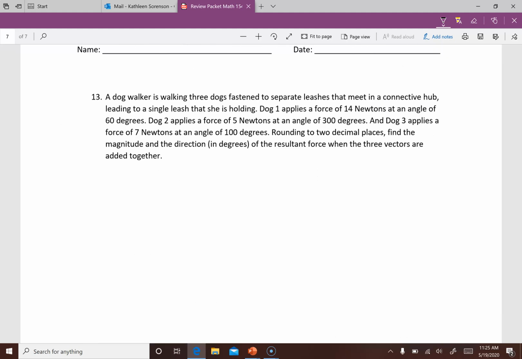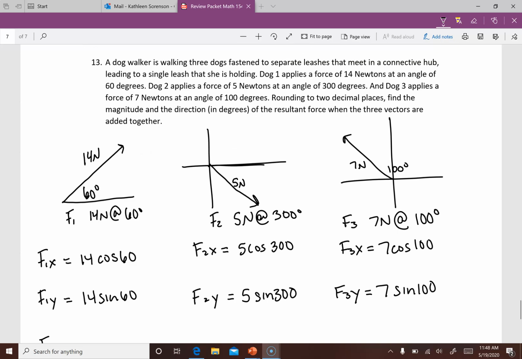All right, last problem. Whoa, it's like magic. Look at all these things that just popped up. Basically what I did here was I read through the problem. I saw that I've got a force 1 of 14 newtons at 60 degrees. So that's force 1, 14 newtons at 60 degrees. I've got 5 newtons at 300 degrees. And then I've got my force 3 is 7 newtons at 100 degrees.